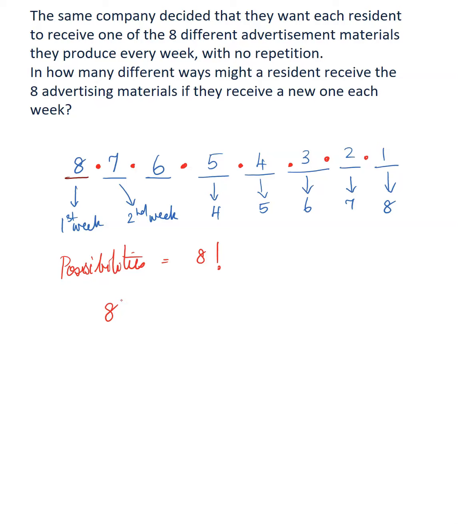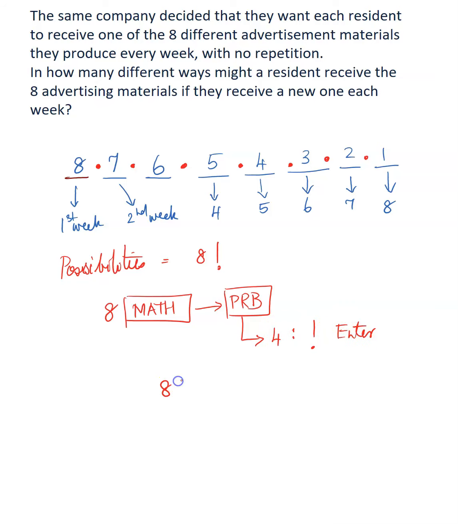and then go to Math, go across to PRB, and go down to option 4, which shows the exclamation mark, and hit enter. So the screen will now display 8 with the exclamation mark, meaning 8 factorial. So hit enter again, and that gives you the value 40320. Again, as I mentioned, you could find this by multiplying 8 times 7 times 6 times 5.